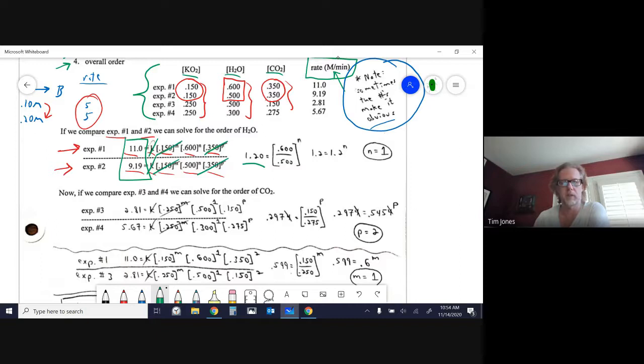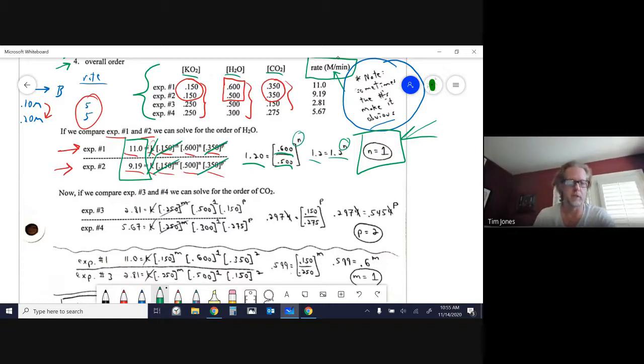I've got 0.6 over 0.5 to the n, and I'm solving for the n. And it turns out that this one's obvious. You end up getting 1.2 equals 1.2 to the n. So n is a 1. So the order of water in this reaction is an order of 1. So we now have that one solved.